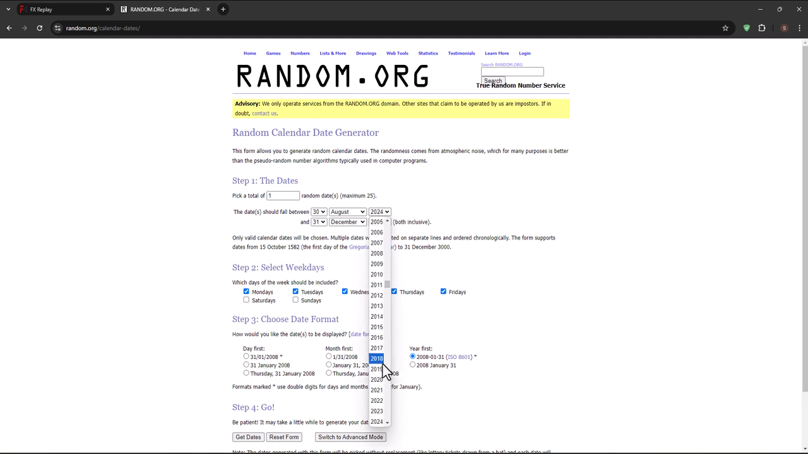So let's choose a random date first from here. And we're going to do this on NQ. And let's choose 2016.